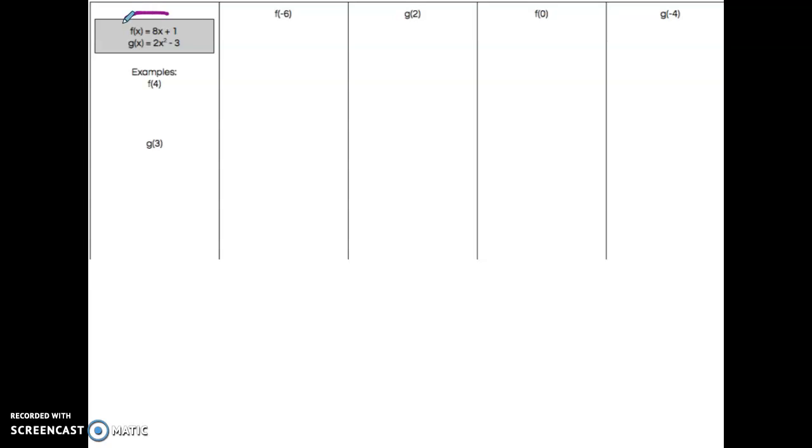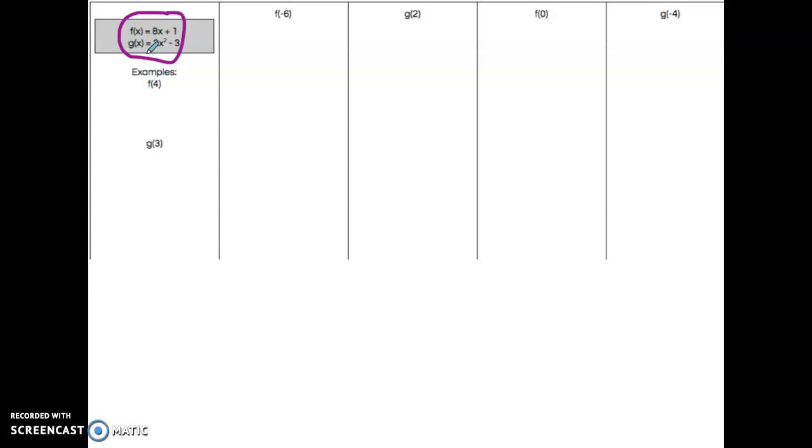On each page, you're going to want to check the gray box that tells you where your f of x and g of x functions are. Remember, whatever is in parentheses is what you're going to put in place of the variables. So with that said, we'll get started on this first one.